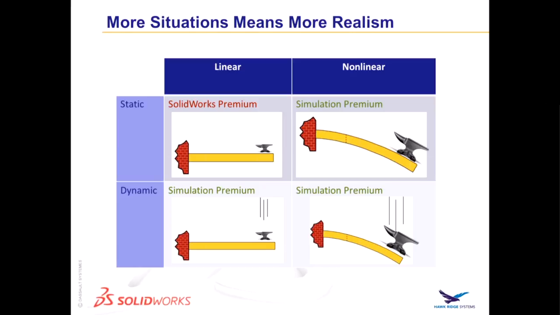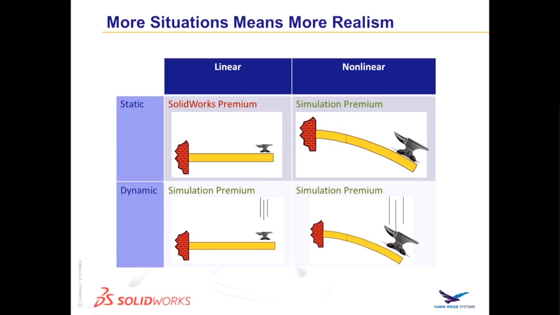Where you need to get into these areas of nonlinearity and dynamic simulation is when those loading conditions and also the results, potentially, are different than that. So what if the weight, for example, was much larger and it caused that cantilever beam to flex a large amount?